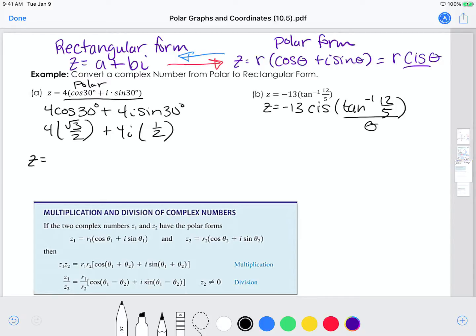So when I take 4 times the square root of 3 over 2, that's going to give me 2 square roots of 3 plus, when I take 4 times a half, that gives me 2. And then I have my i. So this is now written in rectangular form. This is my a. This is my b. So I have it written as a plus bi.